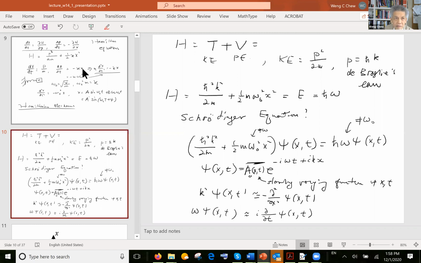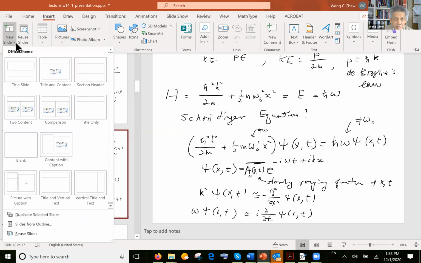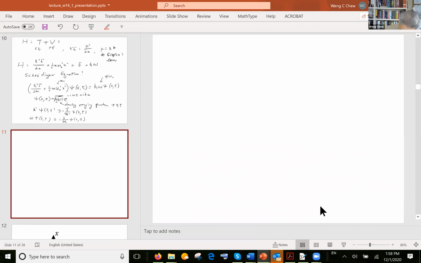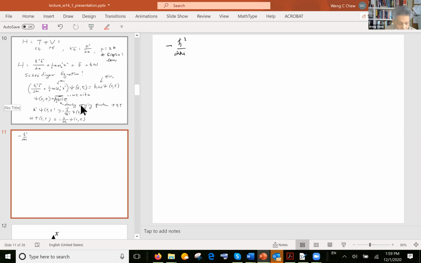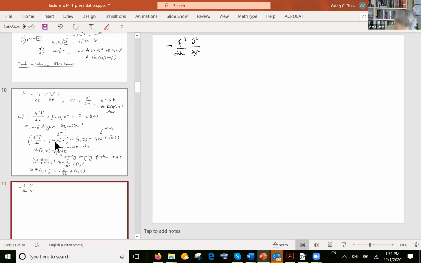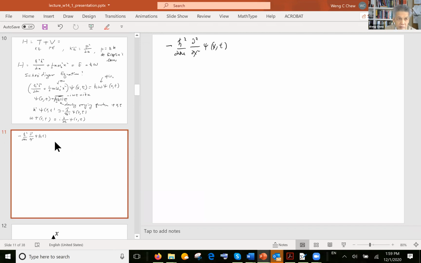Okay, if I do that, then what I have is something like h bar square over 2m, which is something coming from this first term. This term times this term. And then I replace the k square with minus partial square, partial x square. And then this term multiplied by psi xt, I just plug it in like this. And then the second term, I leave it the way it is. It will be half m omega naught square psi xt. And then the right-hand side is h bar omega, but let me replace it with a time derivative.